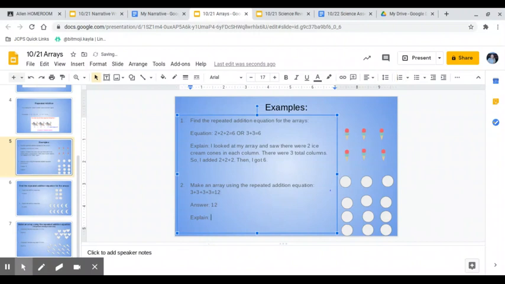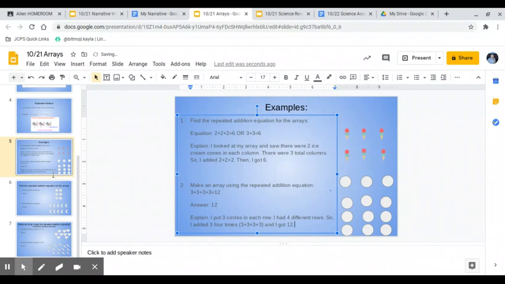Explain. Now you're going to tell me how you made your array. So I'm going to say I put 3 circles in each row. I had 4 different rows. So I added 3 4 times. 3 plus 3 plus 3 plus 3. And I got 12. So that's what you're going to do.